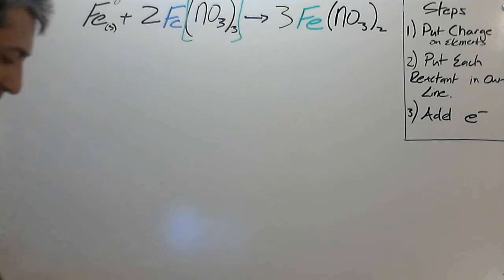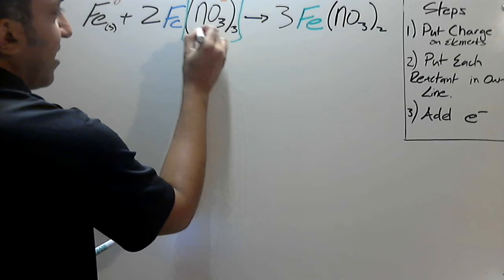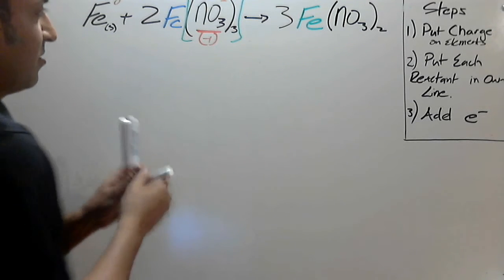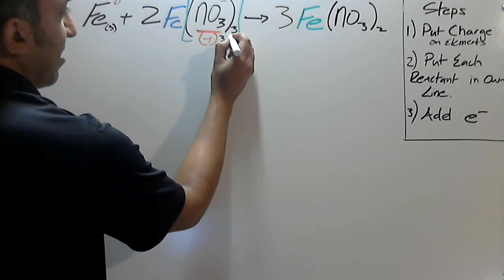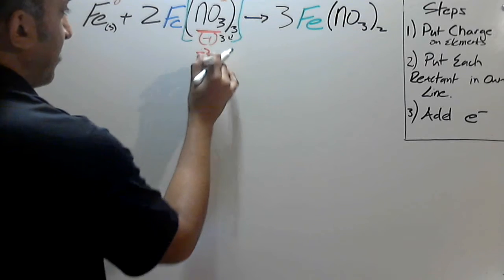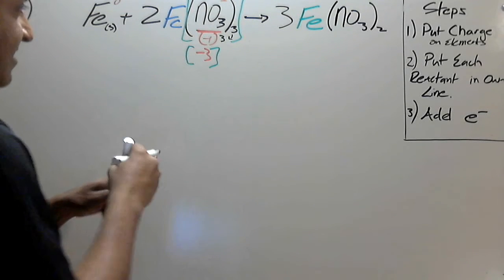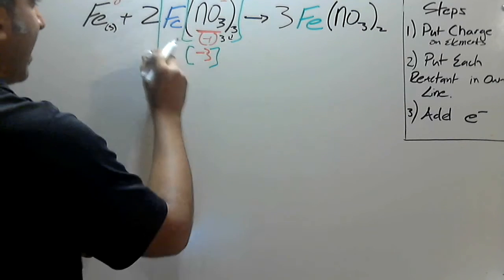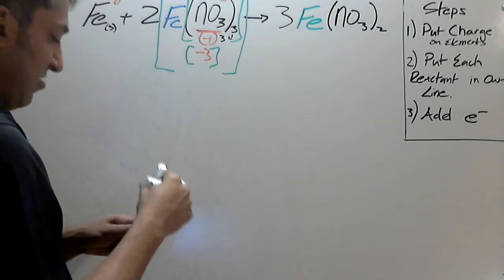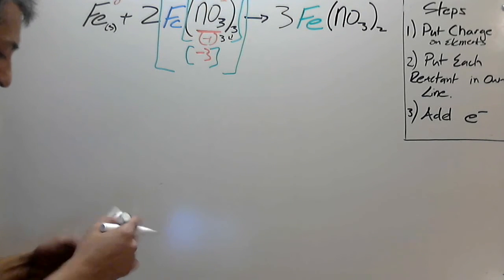Now, you told me before that this guy right here is going to be a negative. And then you told me there's going to be 3 of them from right here. So we're going to say this whole thing is going to be a -3 in the bracket. If that's the case, and then we're going to draw another bracket around this guy, this whole thing is going to be 0 because there was no charge on the whole compound to begin with.